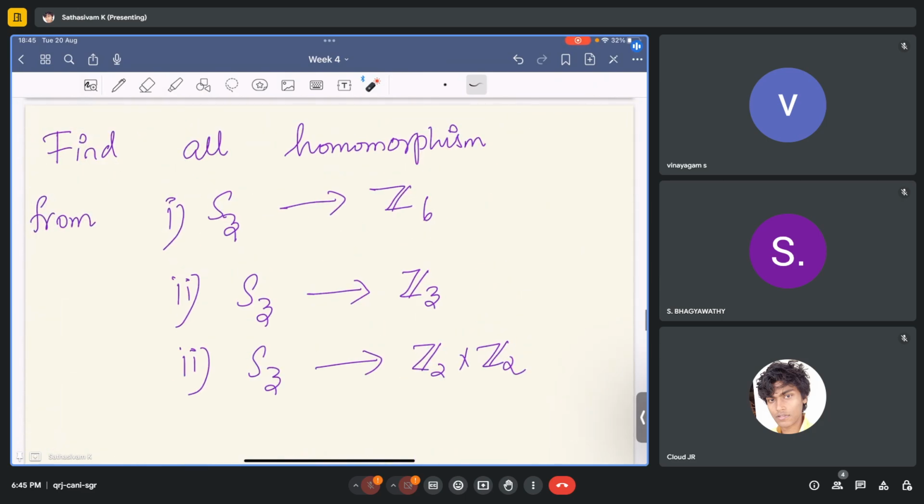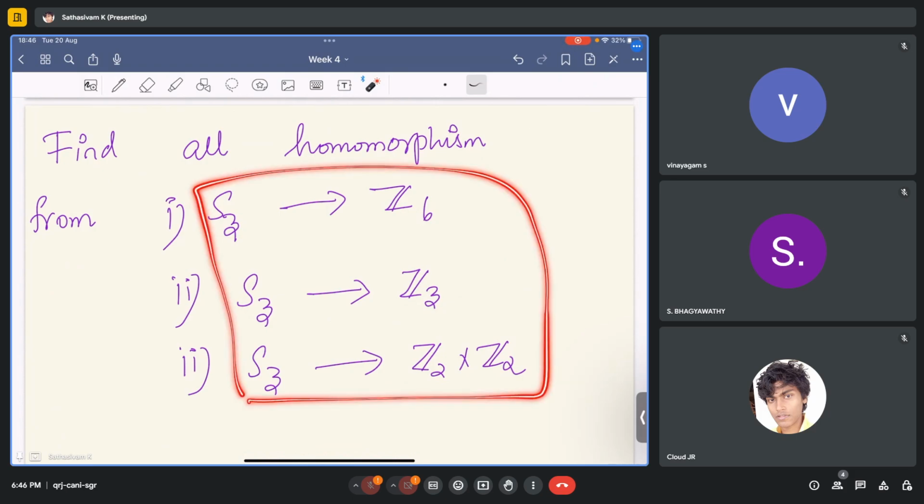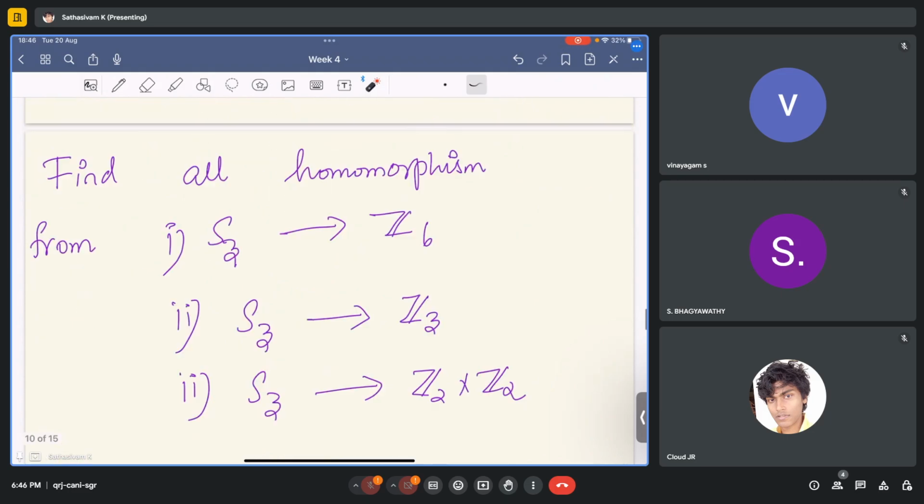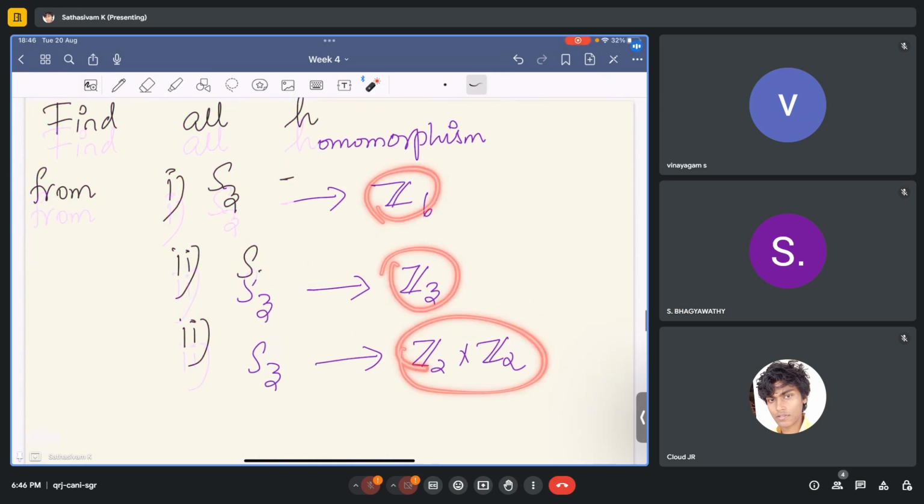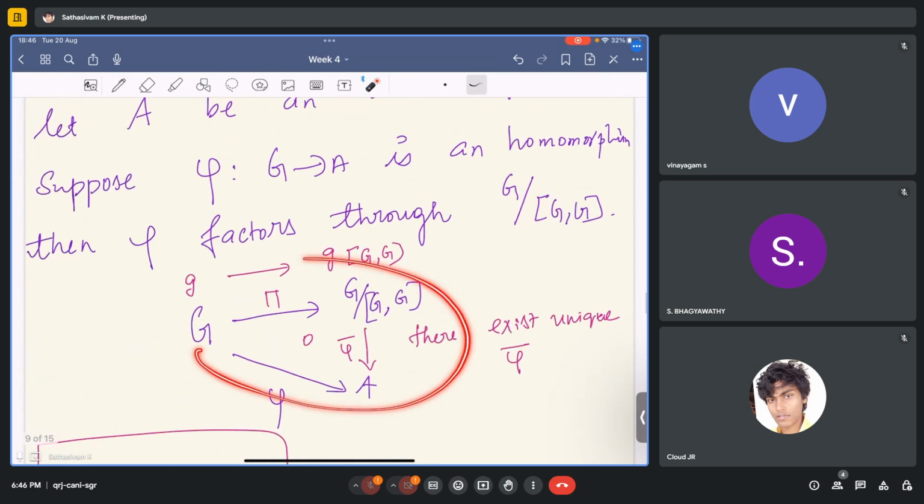So the question is: find all the homomorphisms from S3 to Z6. Find all homomorphisms from S3 to Z3, and there is another group here. Okay, so here you observe, I can actually use this, right? If you look here, these are all abelian groups, right? So I can actually use this idea.